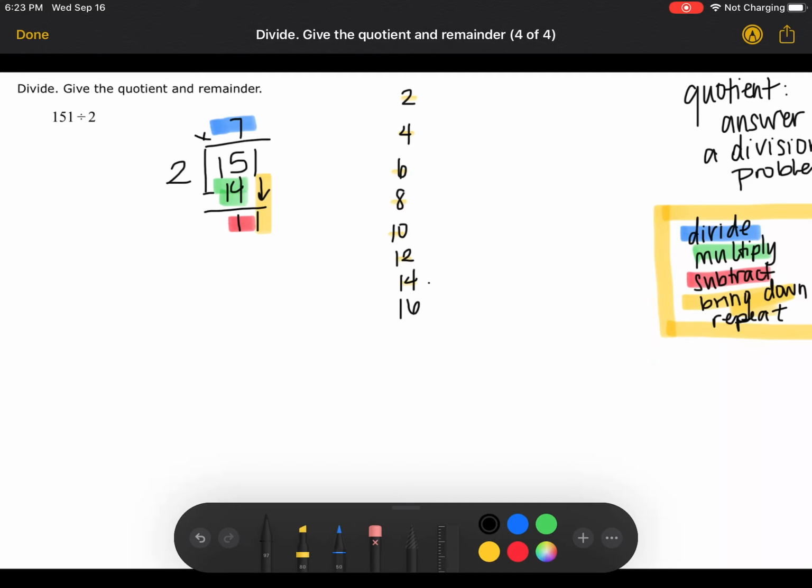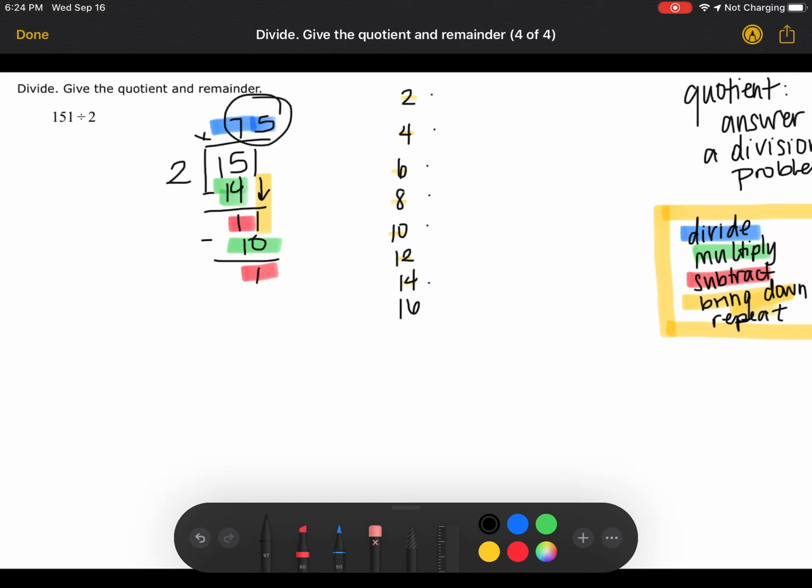Now I have 11. So then I'm going to ask myself, how many times does 2 go into 11 without going over? And I say, okay, well, 1, 2, 3, 4, 5. 5 times. That gives me 10, because I know that 2 times 5 is 10. So let me highlight these in the right colors. And then I subtract, and I have the remainder of 1. Now I have nothing left to bring down, so I can just stop here.